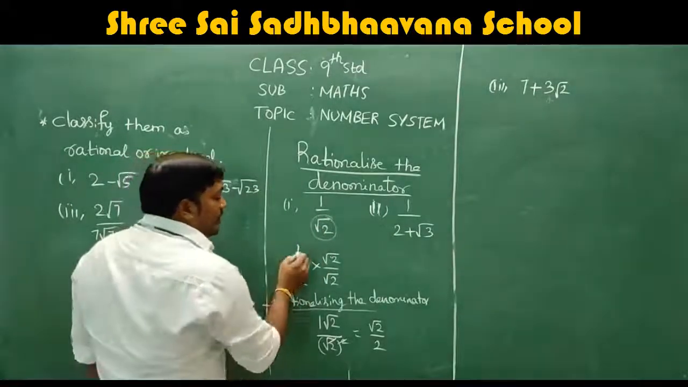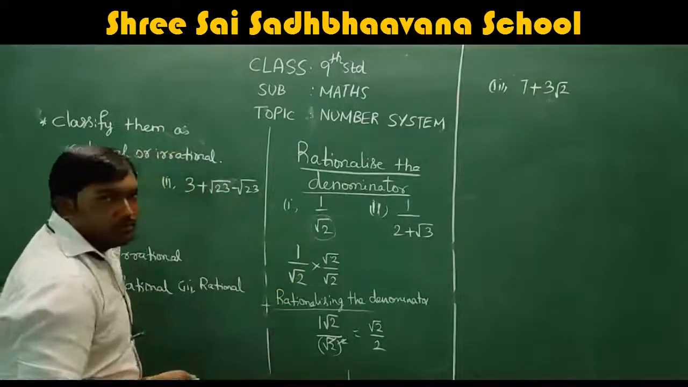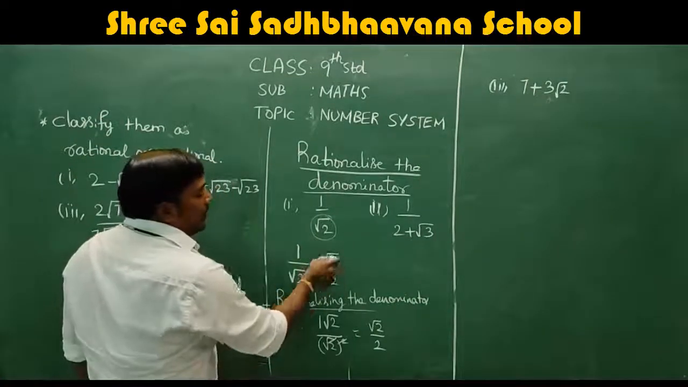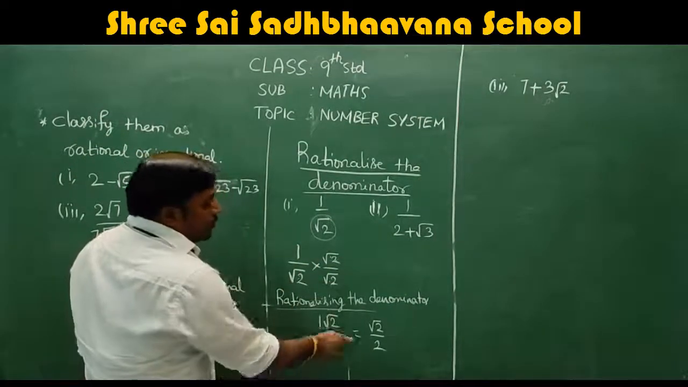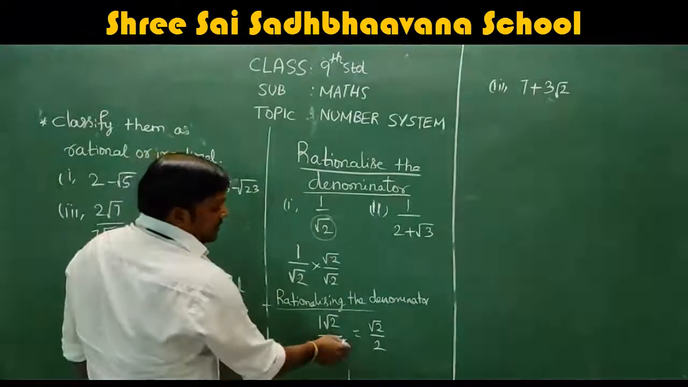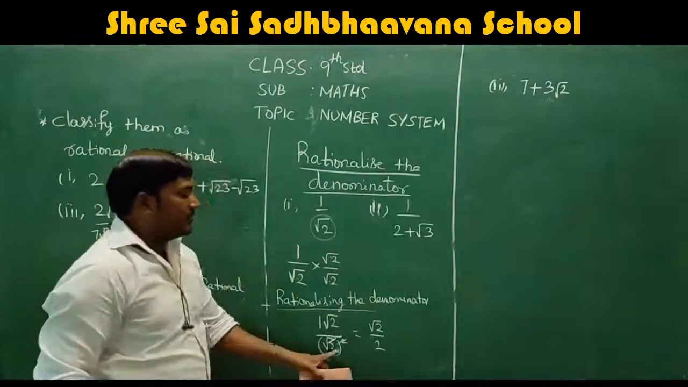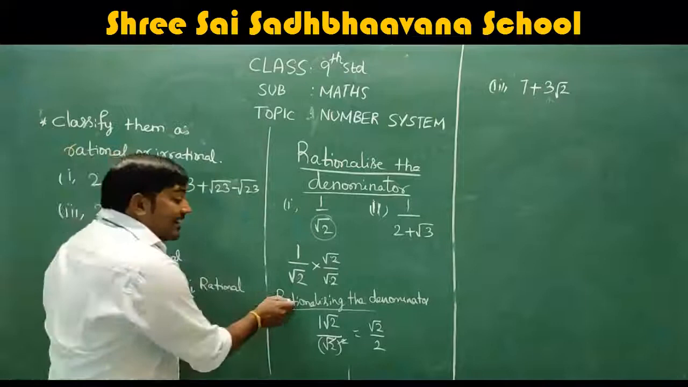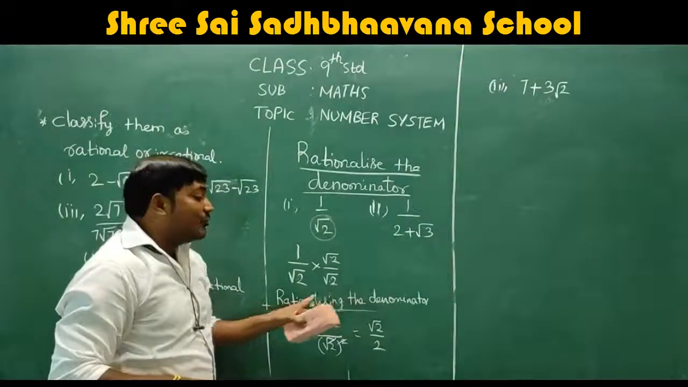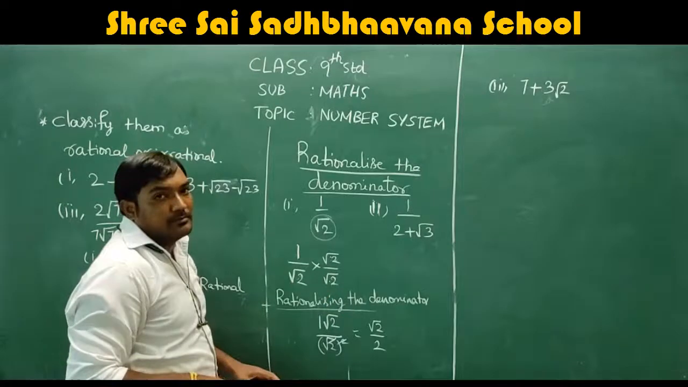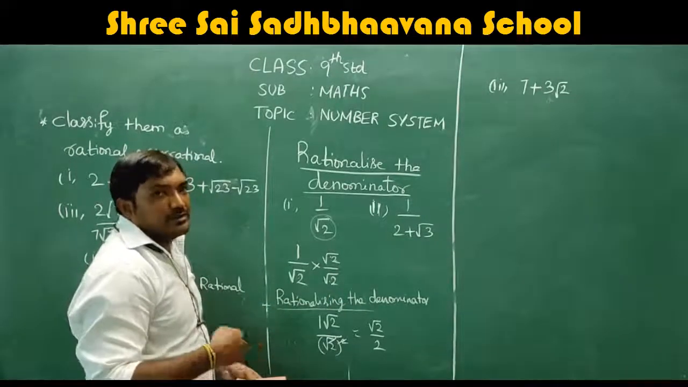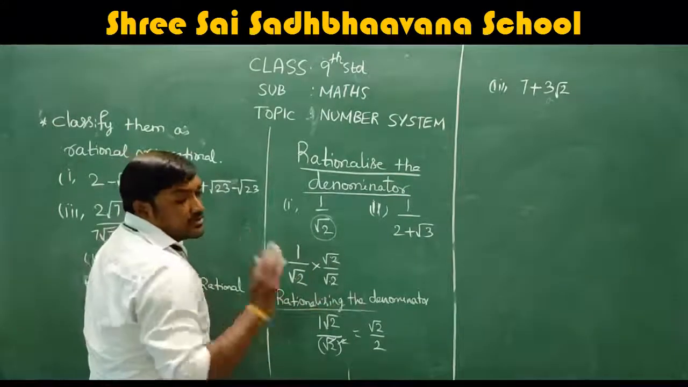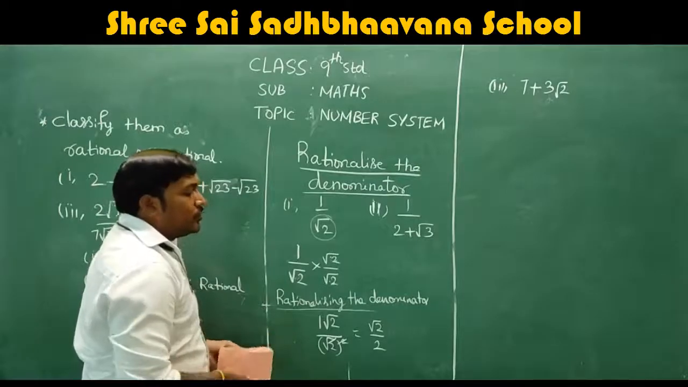That's all. So what I did: 1 by root 2, I multiplied with root 2 and divided with root 2, as we know that if we multiply with one number we have to divide with the same number. 1 into root 2 is root 2, and root 2 into root 2 is root 2 whole square. As explained in the last problem, root and square get cancelled. You'll be left with 2. Your answer is root 2 by 2. Remember, here I rationalized the denominator, meaning I converted only the denominator into a rational form. The numerator is irrational.